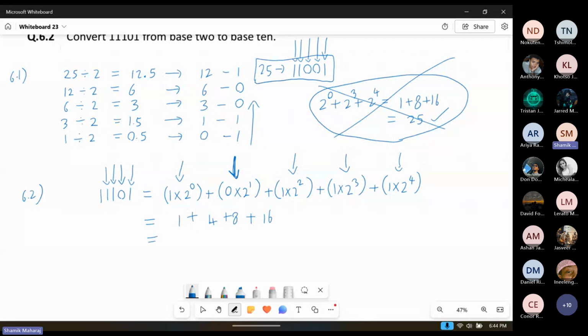Okay, I think this is a good amount of work to show just to get all your marks. And I'm just using the calculator here to save us some time. That will be 29.